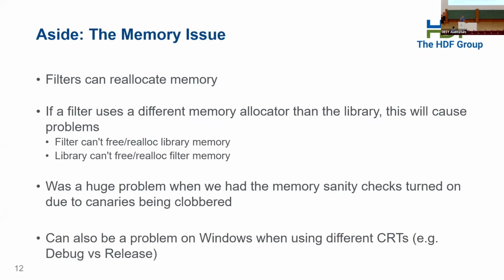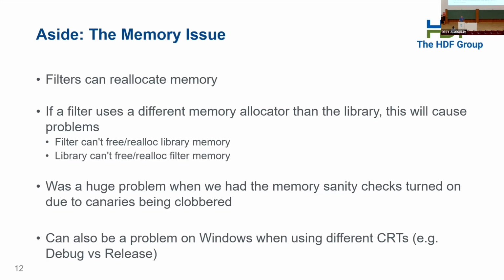One thing that I do want to mention since we're here is there's this memory issue that we've had with filter plugins in the past. It's a little better now because we got rid of this memory sanity check feature that we had. The problem was that it added canaries. And so as you reallocated memory, you would lose the canaries, and then the library would get mad at you and assert and stuff. So that's been removed. Now we just rely on fsanitize=address and Valgrind to find those issues for us.